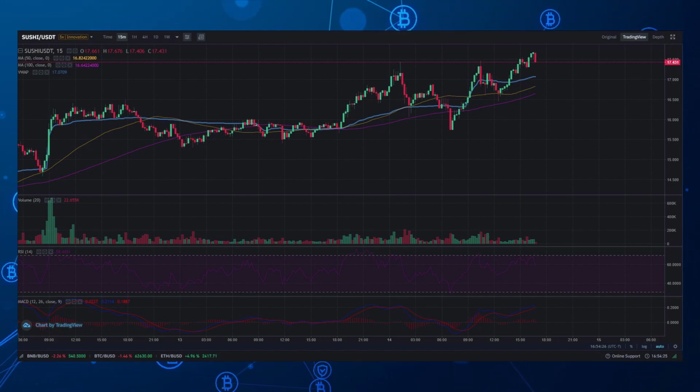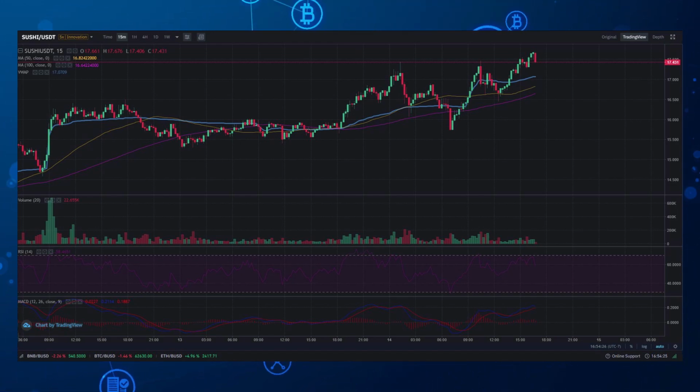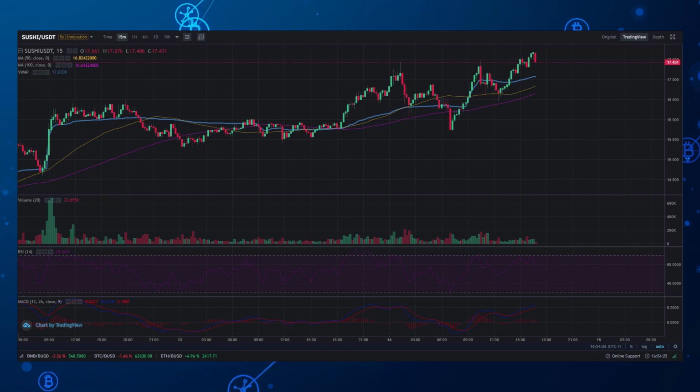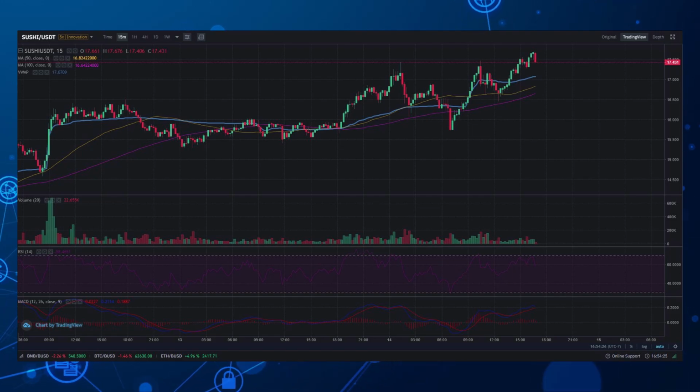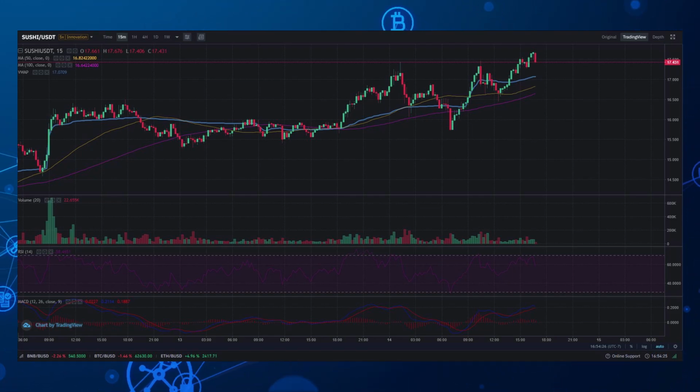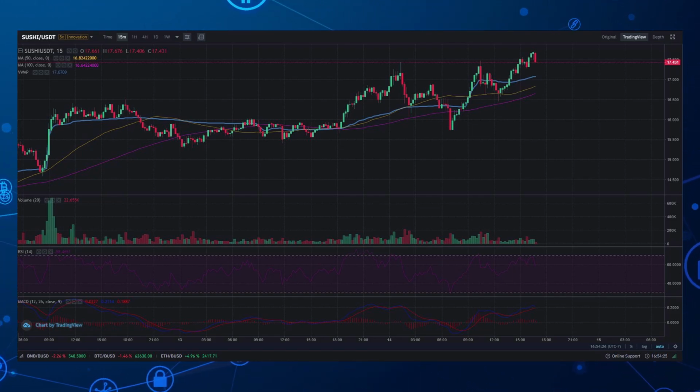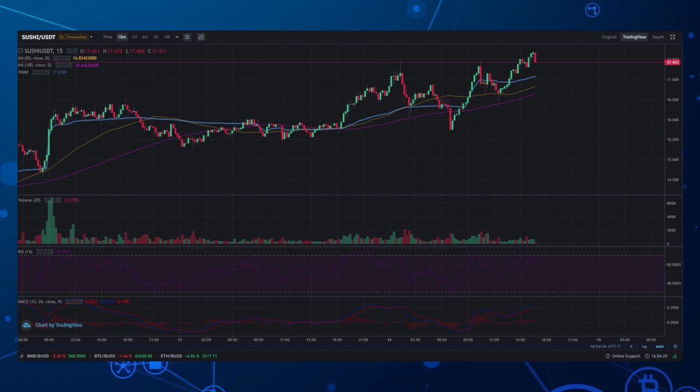The VWAP has also held a support line pretty much all day as well with a small variance. So just keep an eye on the VWAP and how it reacts to the price movement, because it's overextended right now and it should pull back soon. Now, if you plan to go long, wait for confirmation first.